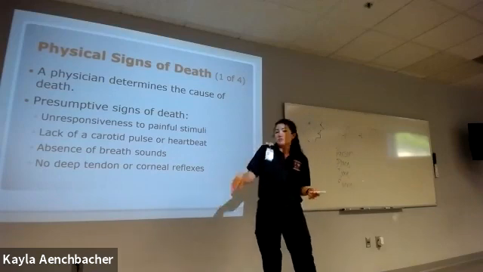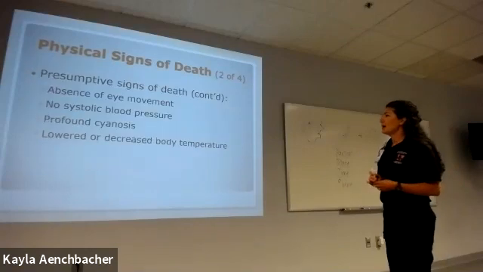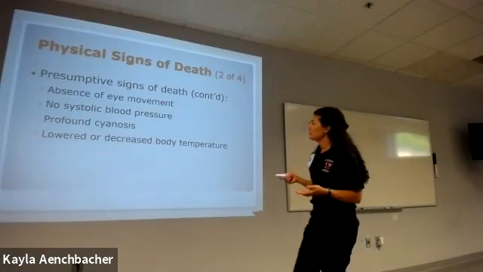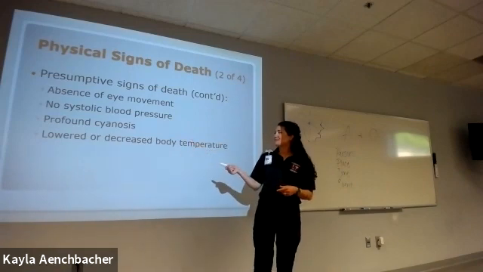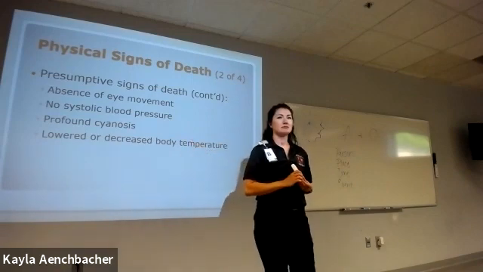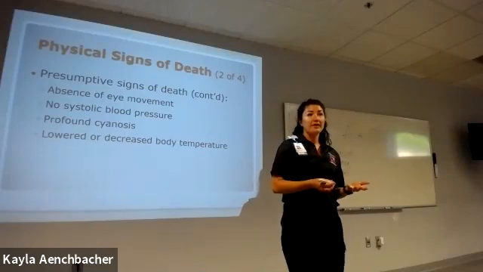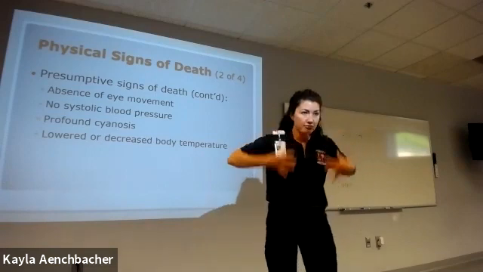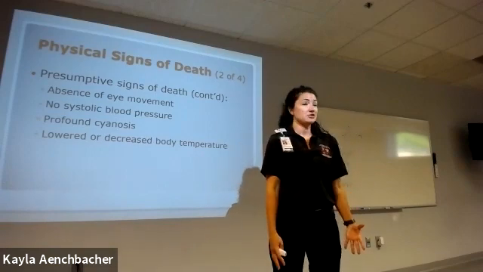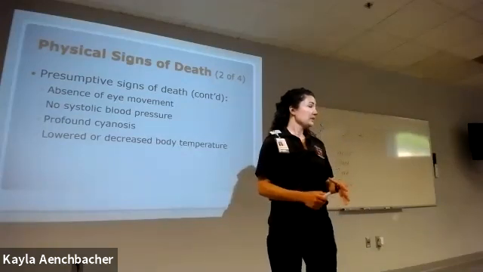If you don't have any reflexes to any of that, again, painful stimuli, if your eyes aren't moving, if you don't have a blood pressure, if your body temperature is really cold, if you have profound cyanosis, what is that? Blue. So cyan means blue. If you've got blue color to your skin, like everywhere from head to toe, that's telling me that your blood does not have enough oxygen. What's the condition called? Cyanosis.